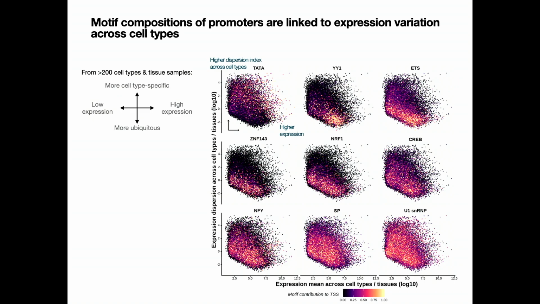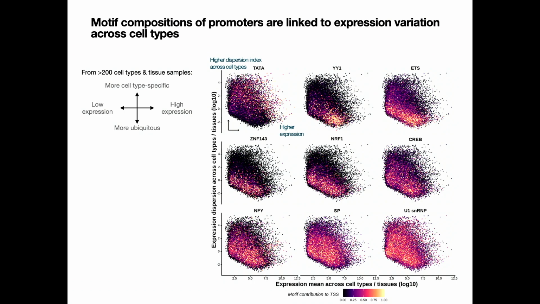And the color here indicates the contribution of the TATA motif to this promoter, right? So a clear trend that you can see here is that with higher contribution from TATA, the promoter is more likely to be variable across cell types, right? Even at the same expression level.